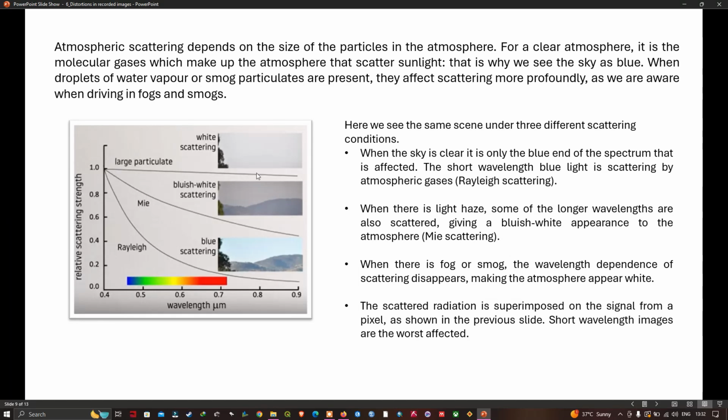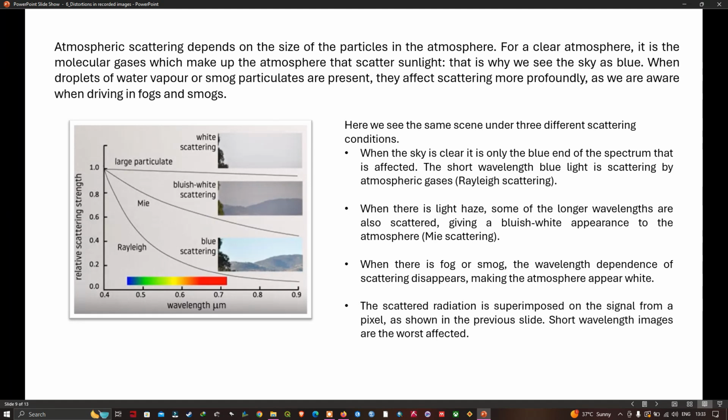And now in the last graph here, the scattering by the large particulates is almost independent of wavelength, so the atmosphere then appears almost white. You can see from this image that it appears white, and that is why we see the fog as white. These scattered signals superimpose on the direct path signal. As you might expect, the short wavelengths are affected more than the long wavelengths.